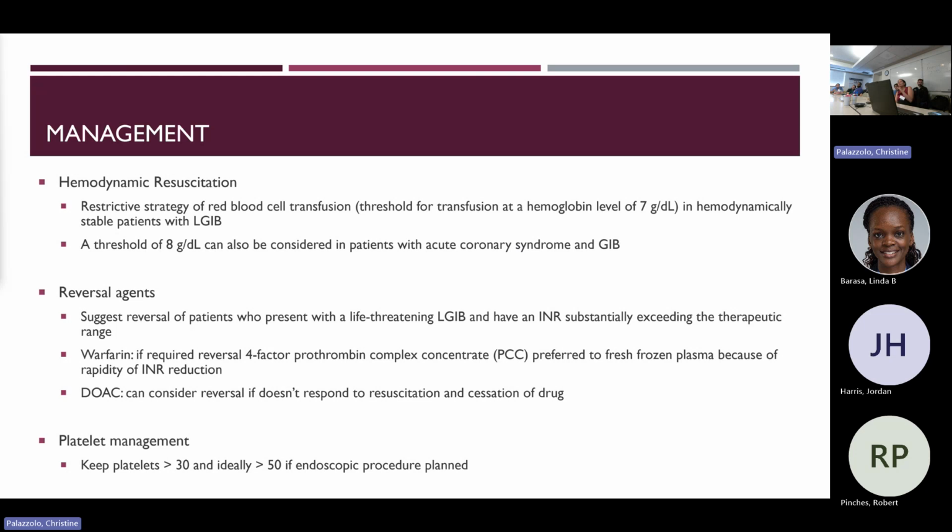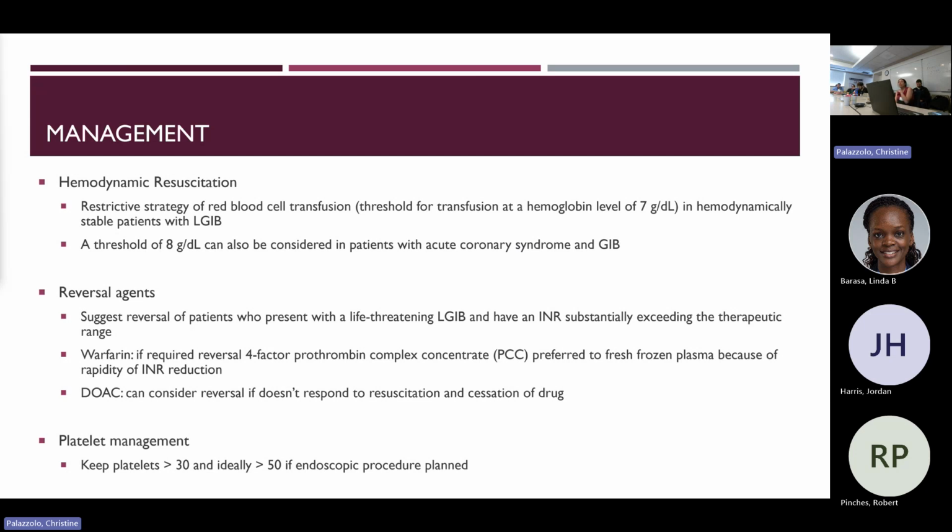If the INR is extremely elevated, you can consider reversing warfarin if they're on a vitamin K antagonist. But honestly, upwards of 2.5, we should be comfortable scoping without it. And then the same thing with DOAC, you can consider reversing these, really though, if they don't respond to resuscitation and cessation. So these aren't things that we're doing regularly. It's kind of more case by case basis. And then if you are going to reverse warfarin, the guidelines recommend PCC over fresh frozen plasma because that's going to reduce the INR a bit faster.